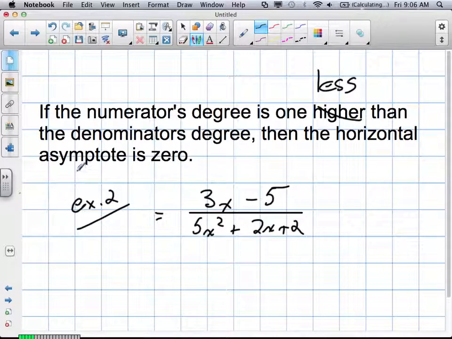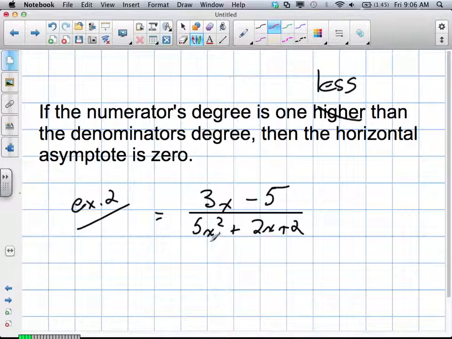There you go. Is it 1 less than the denominator's degree? Yes, that makes sense. If it's 1 higher, we have an oblique asymptote, okay? But we're not going to talk about those. So, if the numerator's degree is 1 less than the denominator's degree, then the horizontal asymptote is 0.